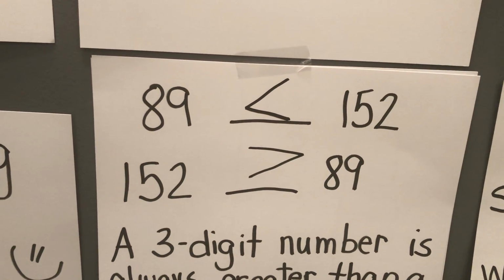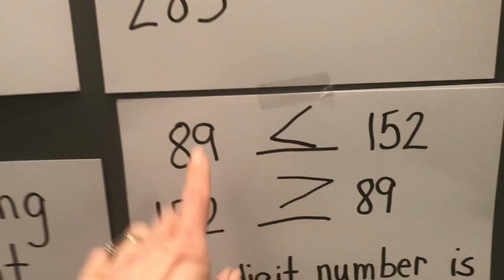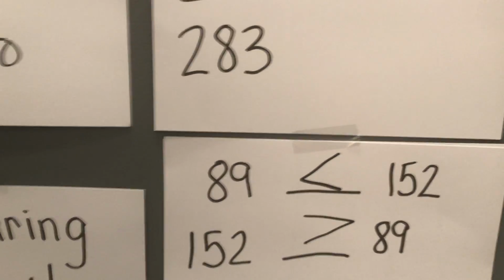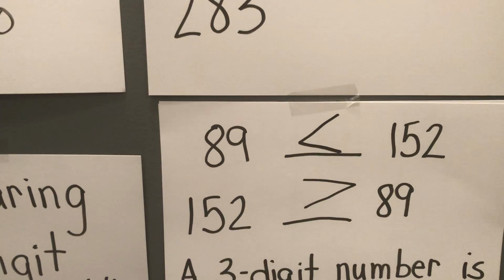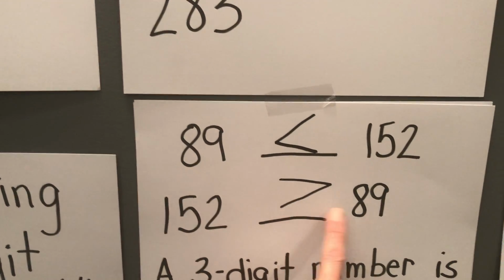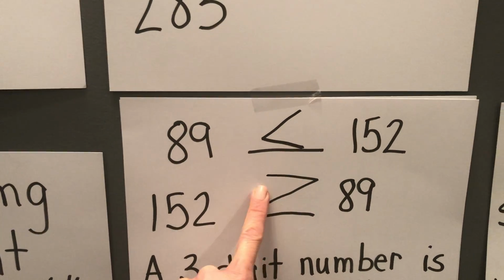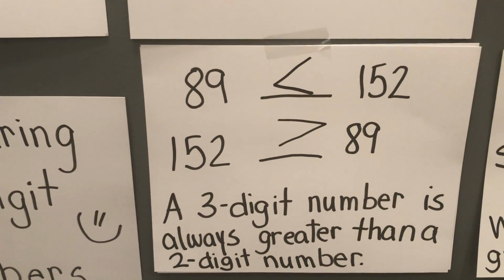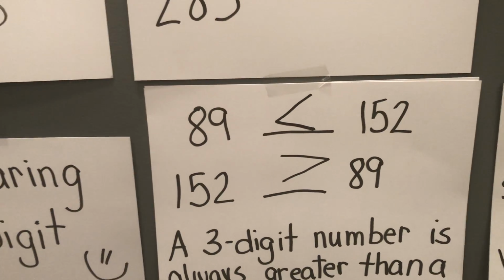Same two numbers, but it's different when you have 89 on the left side or the right side. You have to change the sign. And the way you change the sign is you always remember your sentence has to make sense. So 152 is greater than 89 because this open part is like the alligator's mouth and it's going to eat the bigger number. I know I'm repeating myself, but I just want to make it clear how to use these signs.